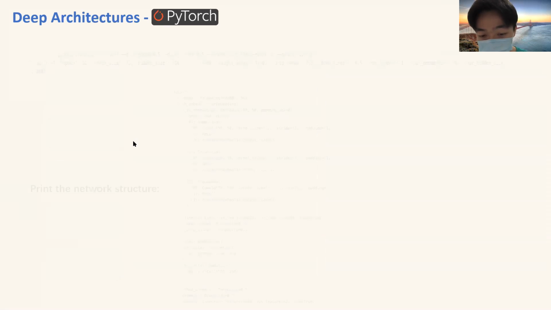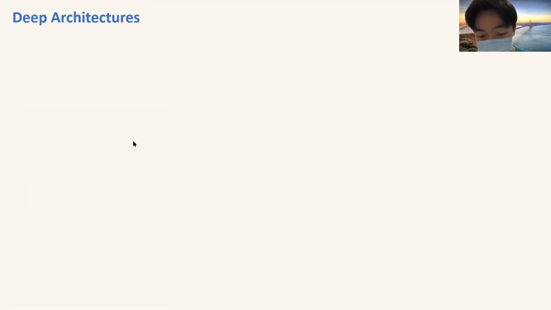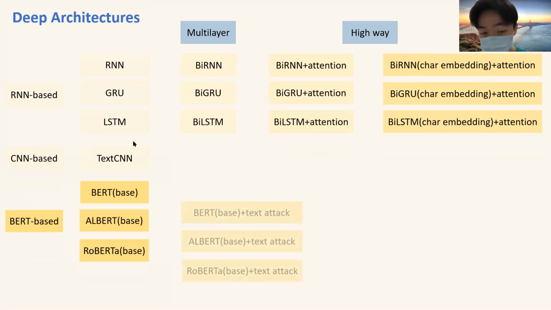Our text classification system can be easily run on the terminal and quickly adjust hyperparameters. In addition, the network structure can be printed out to facilitate analysis and visualization. You can see our GitHub for more details. We realize these models in our text classification system, and we will introduce these models later.